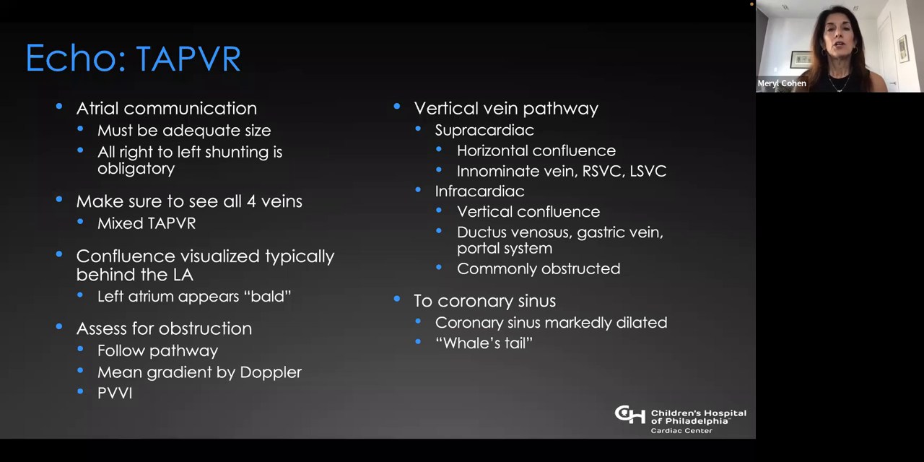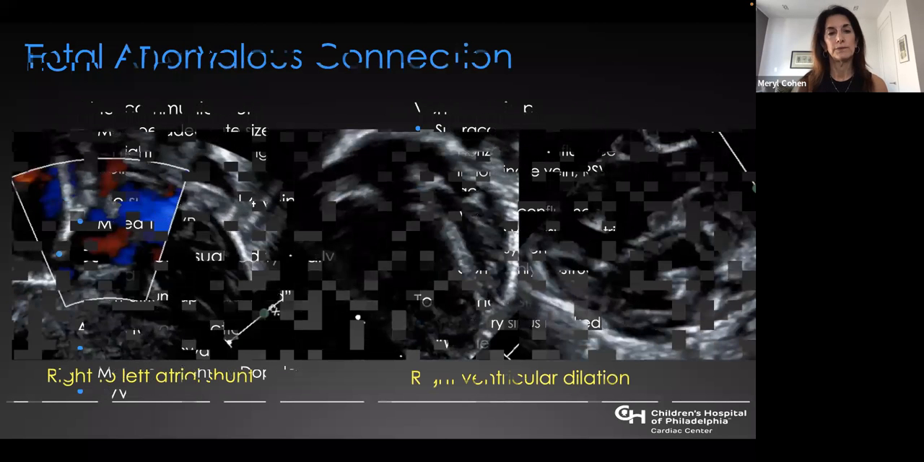And then you have total anomalous pulmonary venous connection to the coronary sinus, where the coronary sinus is markedly dilated and has this whale's tail appearance, which I will show you.